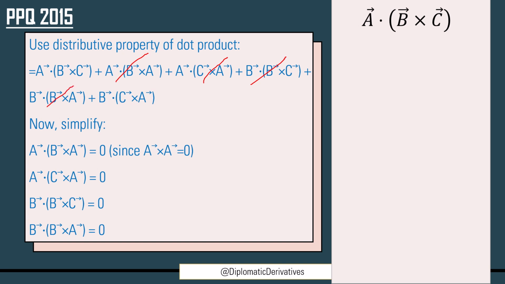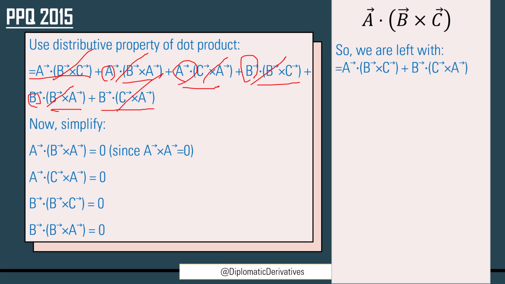So the trick here is, if you have common elements inside, it will become 0. This thing exists inside, it becomes 0. Here also this thing exists inside, it becomes 0. This thing exists inside, it becomes 0. Here all three elements are different, so it's not going to become 0. Here also all three elements are different, so it's not going to become 0. These are two things left. So now we have these elements becoming 0, so we are left with this and this. Therefore we write: we are left with a dot b cross c plus b dot c cross a.